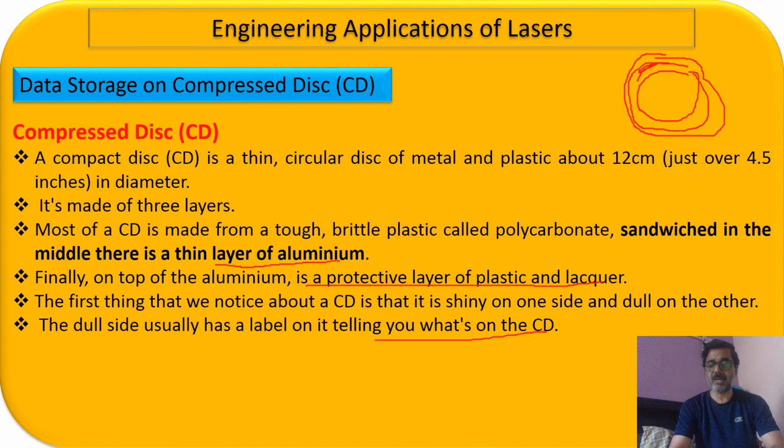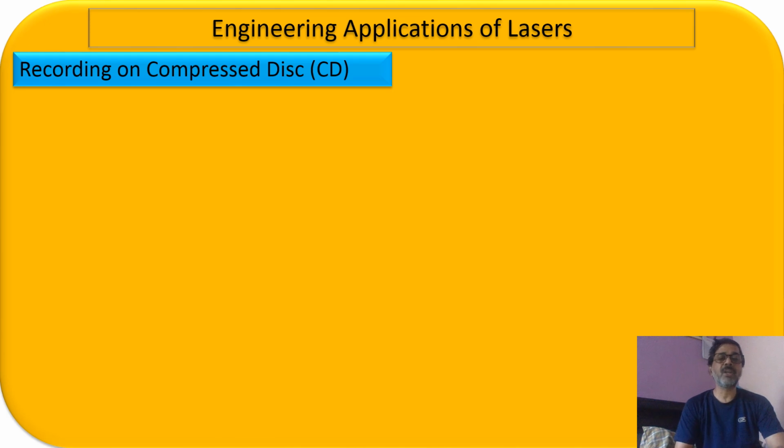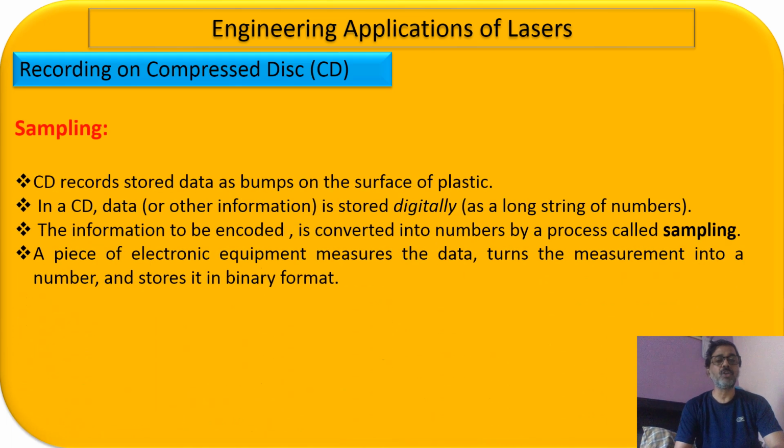Now let us go back and see the next topic, the recording on the compressed disk. How are we going to record this? Before we record, we have to do the sampling. So what is sampling? A CD records and stores data as bumps on the surface of the plastic. That I am going to take up in more detail, but briefly I am telling you over here.